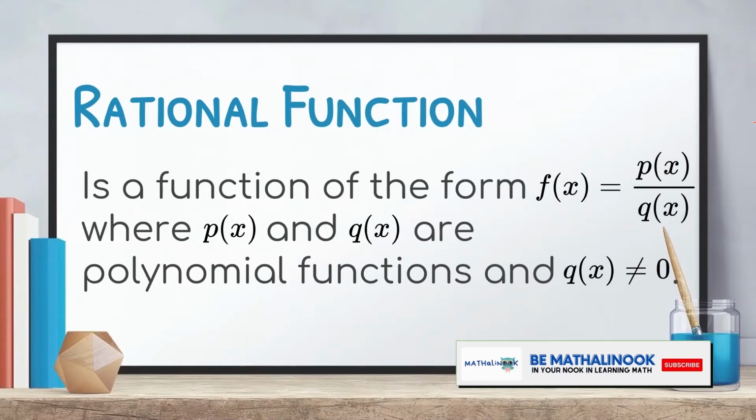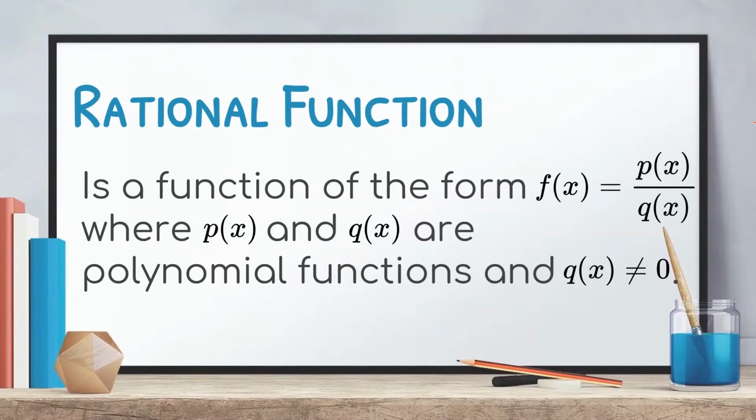Finally, rational function is a function of the form f of x equals p of x over q of x, where p of x and q of x are polynomial functions and q of x cannot be equal to 0. For you to have a rational function, f of x or y would be your key. However, remember that regardless if it is a rational expression, equation, inequality, or function, there is always a restriction in the denominator that it should not be equal to 0. Otherwise, the entire expression will be undefined.